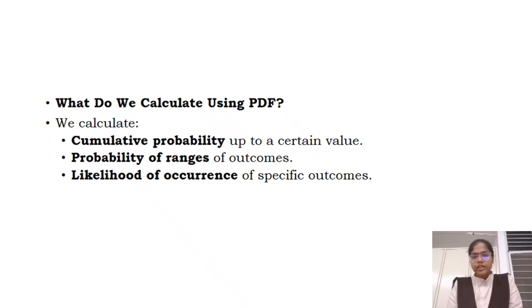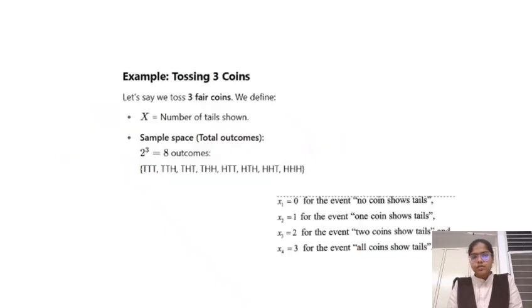Why do we calculate using PDF? What do we calculate? We use PDF to calculate cumulative probability up to a certain value, probability of ranges of outcomes, and likelihood of occurrence of specific outcomes.